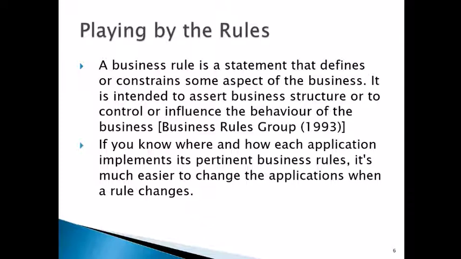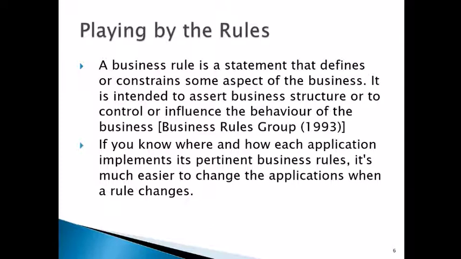A business rule is a statement that defines or constrains some aspects of the business. It is intended to assert business structure or to control or influence the behavior of the business. A business rule is a statement which defines the constraints. Constraints means that we have to follow a certain protocol, some aspect of the business. It is intended to assert business structure or to control or influence the behavior of the business.